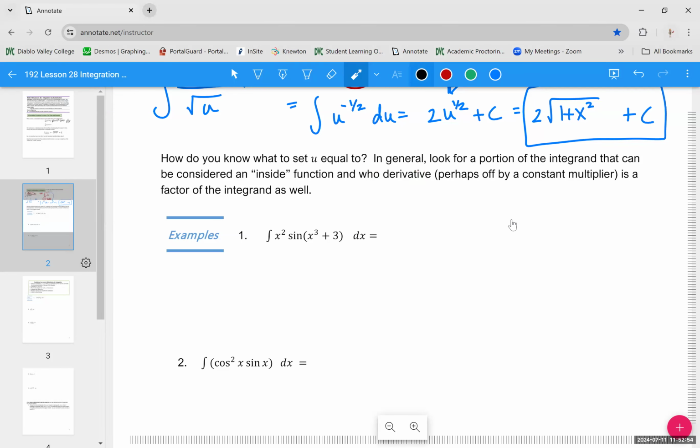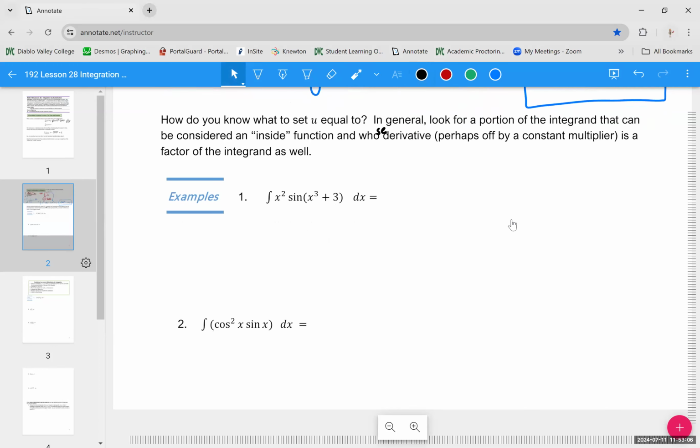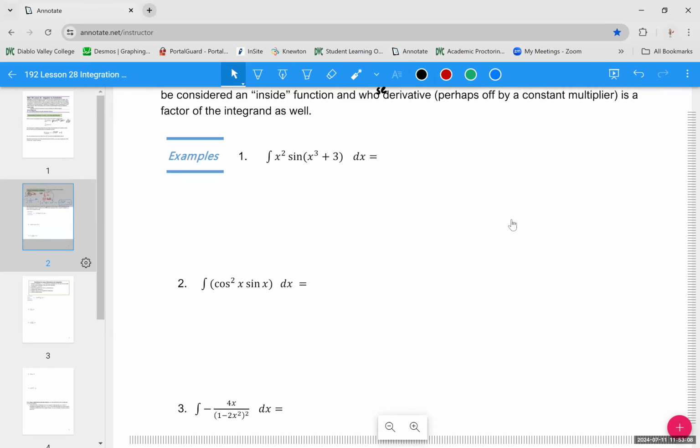And whose derivative, maybe off by a constant, is a factor in the integrand as well. Okay? So let's take a look at this first or next example.